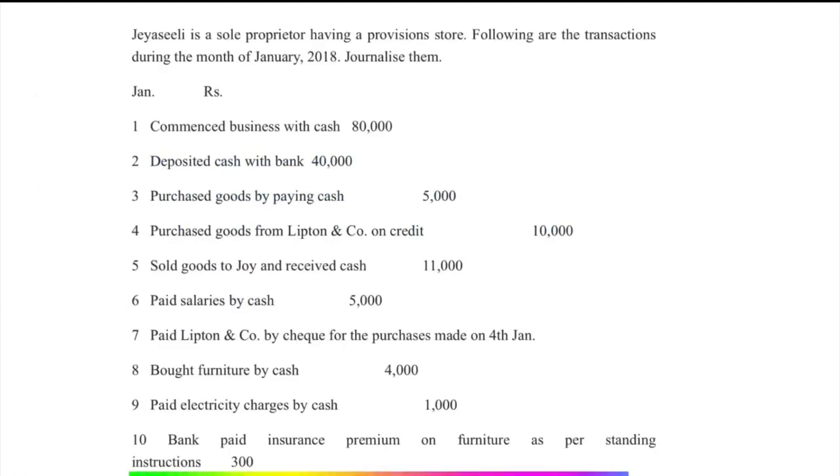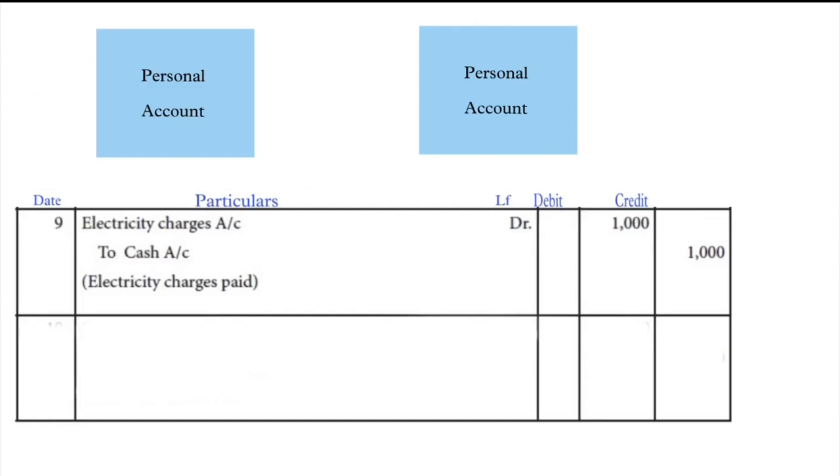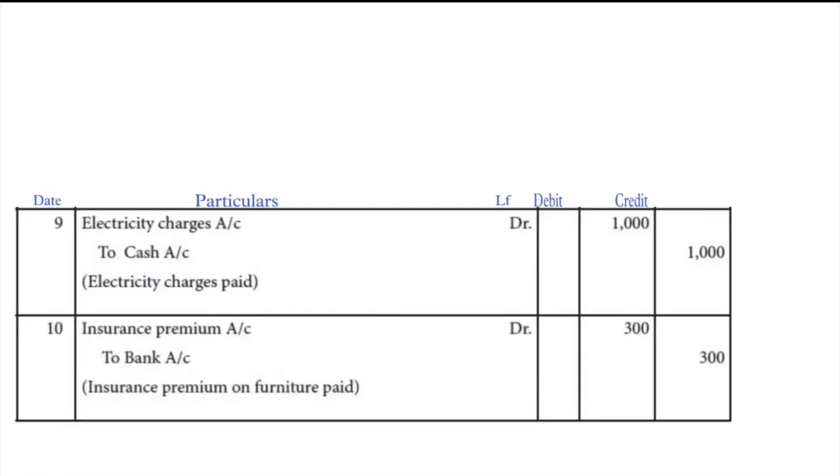The 10th transaction is bank paid insurance premium on furniture as per standing instructions, 300. The accounts affected here are both personal accounts, so we debit the receiver and credit the giver. So the entry we pass is insurance premium account debit to bank account, being insurance premium on furniture paid.